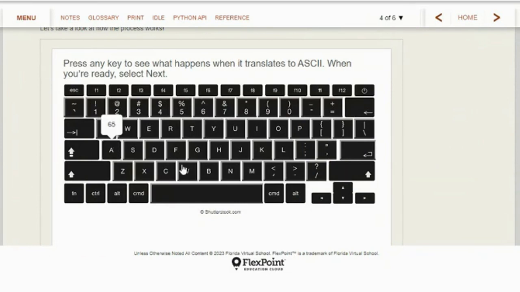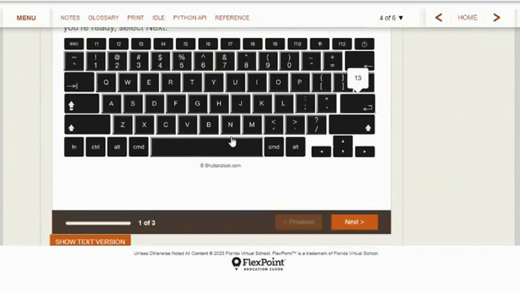A was 65, B was 66, and C was 67. But this goes into some of the other ones. The 2 is 50, the 3 is 51, and these are all going in order. The equal sign is a 61. The space is a 32. The enter is a 13. So this just lets you look at all these to see their ASCII translation.